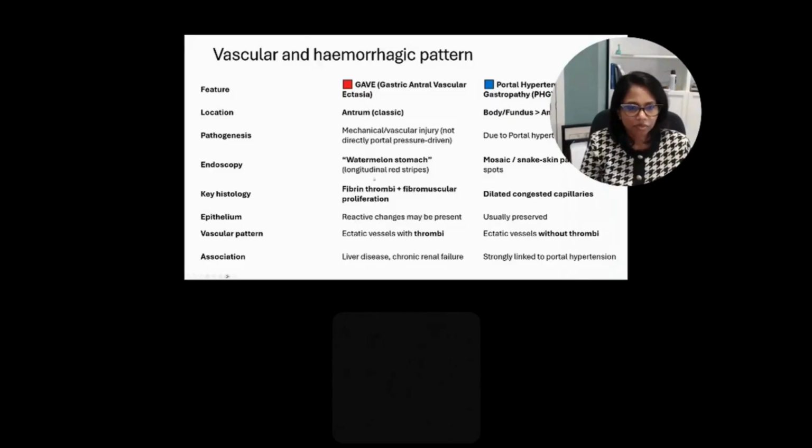In terms of GAVE, the key histological feature is the presence of fibrin thrombi and fibromuscular proliferation. In portal hypertension, you may just have dilated, congested vessels, and it doesn't typically contain thrombi. The epithelium is reactive in GAVE, and it's usually preserved in portal hypertension. It just looks quite clean. GAVE tends to be more dramatic. I mentioned the presence of thrombi, and of course, the association with liver disease is actually with both, portal hypertension in particular with portal hypertensive gastropathy.